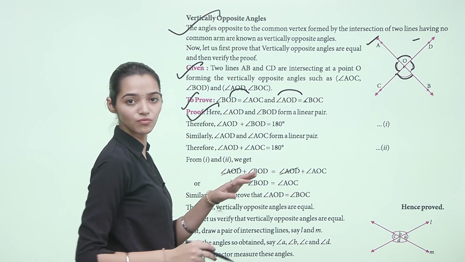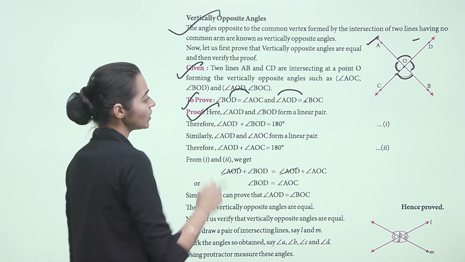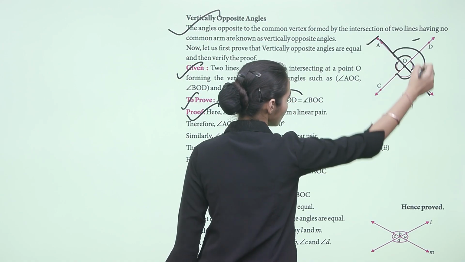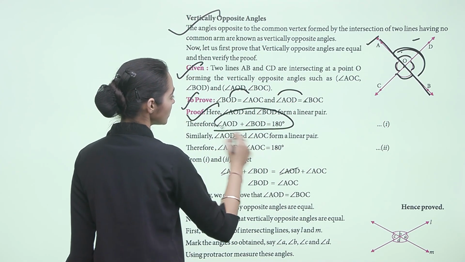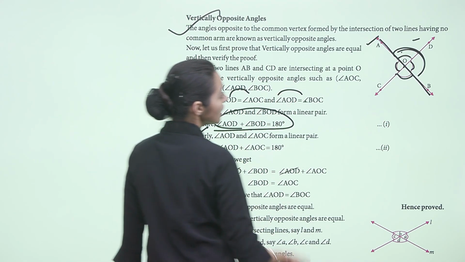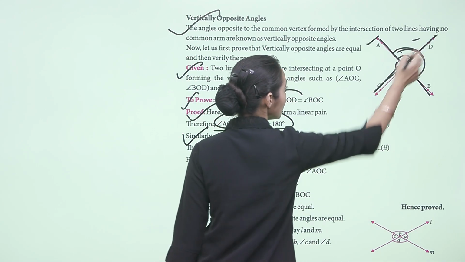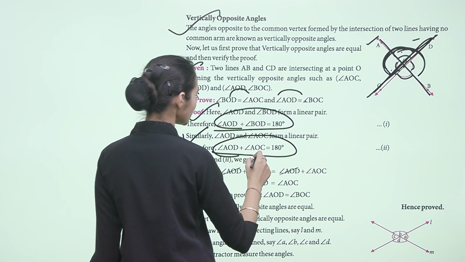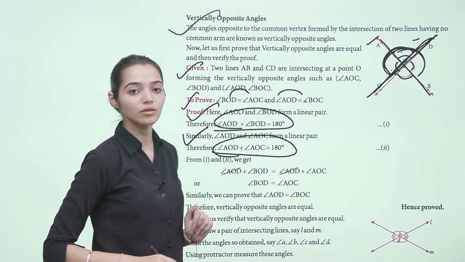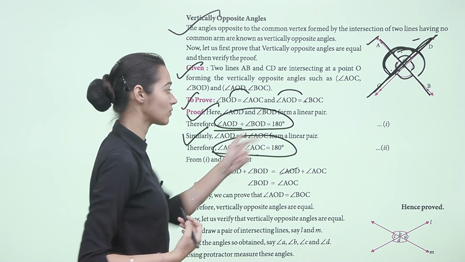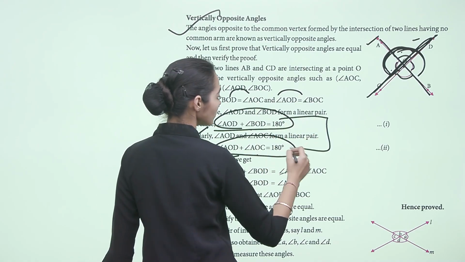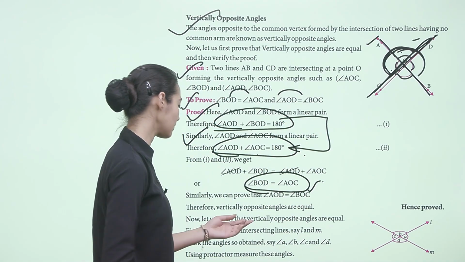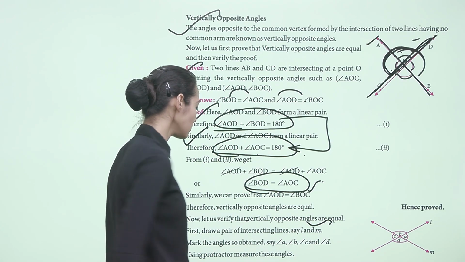Firstly, we know that AOD and BOD are on the same line, so they form a linear pair. So they sum to 180 degrees. Similarly, AOD and AOC also form a linear pair, so they also sum to 180 degrees. Since both form a linear pair, both equal 180 degrees, so we can equate them. After equating these two, we get that one pair of angles is equal. Similarly, we can prove that the other pair is also equal.